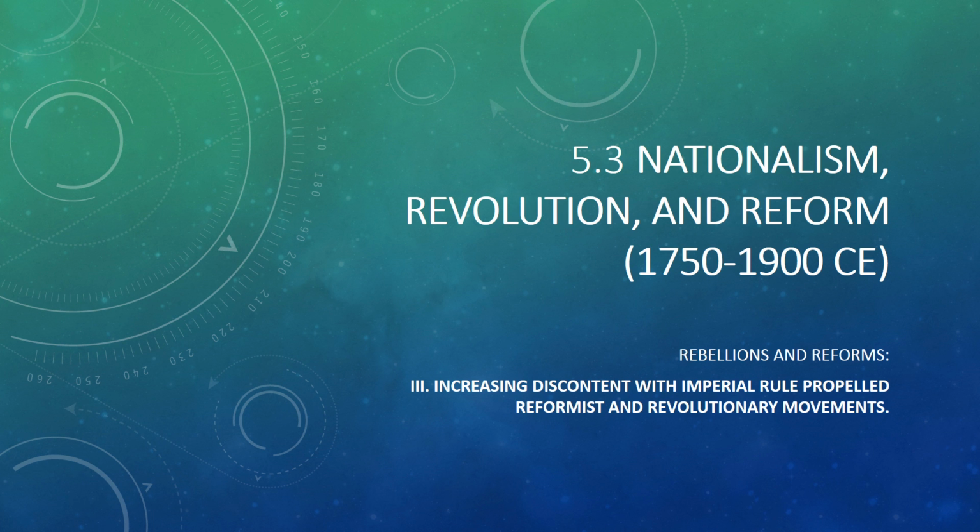Today we're going to look at 5.3, Nationalism, Revolution, and Reform. We're going to pay very close attention today to the actual revolution and reform pieces of this. Nationalism has already been discussed to some extent, and we'll tie a little bit back into it. But today we're really going to deal with the rebellions and the reforms that lead to Roman numeral 3, increasing discontent with imperial rule, propelling reformist and revolutionary movements.